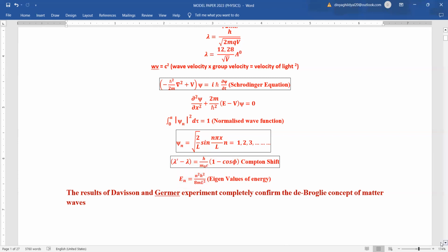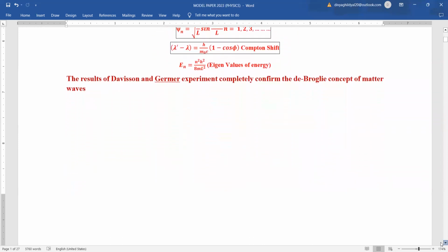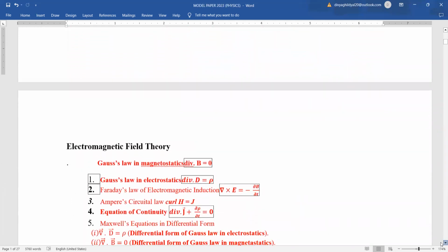Davisson-Germer experiment was conducted to confirm the de Broglie concept of matter waves.